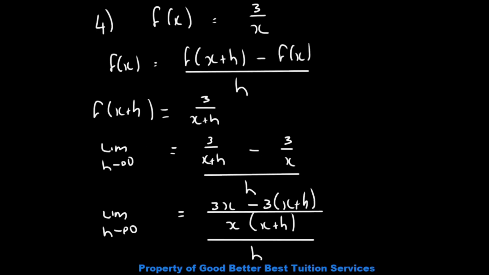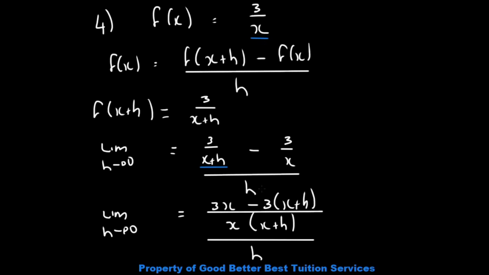Now let's go to my favorite kind of first principle sum, fractions. I'm sure you love fractions just as much as I do. What do we do here? Because we have a fraction, wherever we see x, we need to replace it with x plus h. So instead of it being 3 over x, it's going to be 3 over x plus h minus the original, which is 3 over x, all over h.